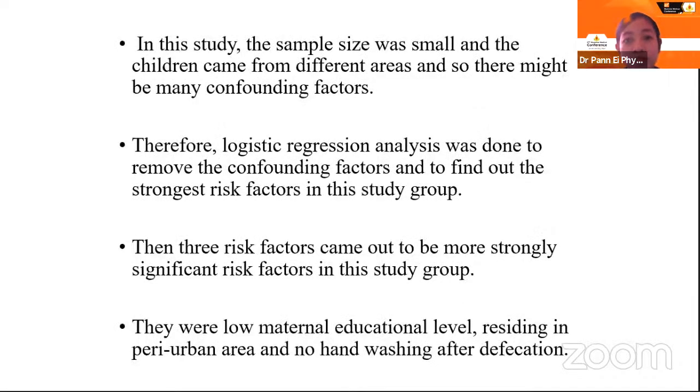In this study, the sample size was small and the children came from different areas, so there might be many confounding factors. Therefore, logistic regression analysis was done to remove the confounding factors and to find out the strongest risk factors. Then 3 risk factors came out as more strongly significant risk factors in this study group. They were low maternal educational level, residing in peri-urban areas, and no hand washing after defecation.